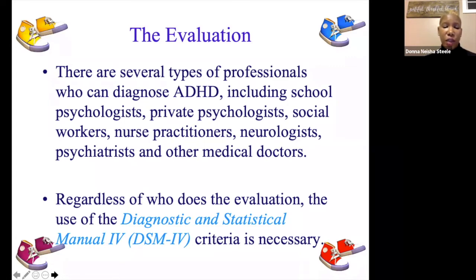Regardless of who does the evaluation, the use of the Diagnostic and Statistical Manual criteria is necessary. And in part one, I had alluded to telling you what this is. This is just a book with the guidelines for diagnosing mental disorders, which ADHD would probably fall under, depending on the criteria. So it's just a manual that they use so that everybody is on the same page in terms of diagnosing mental disorders.